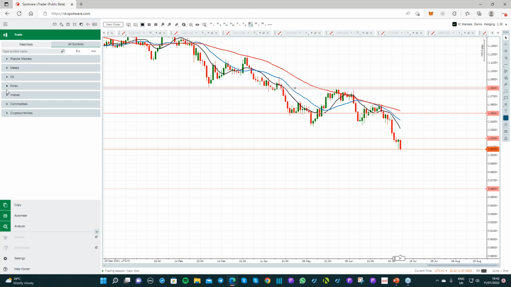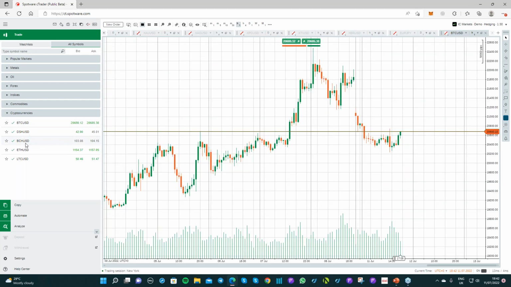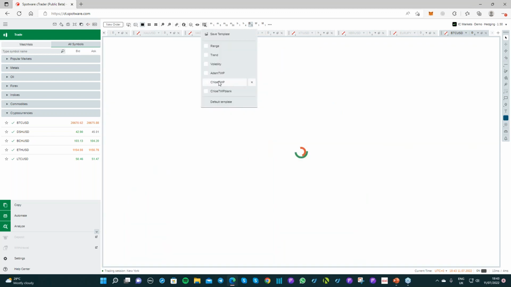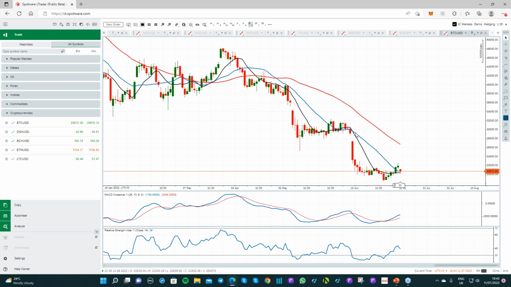I'm going to look under cryptocurrencies over here, Bitcoin. I'm going to just go to new chart. That gives me the default. I'm going to load my template up. This one here. Okay, so that just gives me, in fact, you know what, we don't even really need the template I've got in order to talk about horizontal levels of support and resistance. So let's start from scratch with this one then.